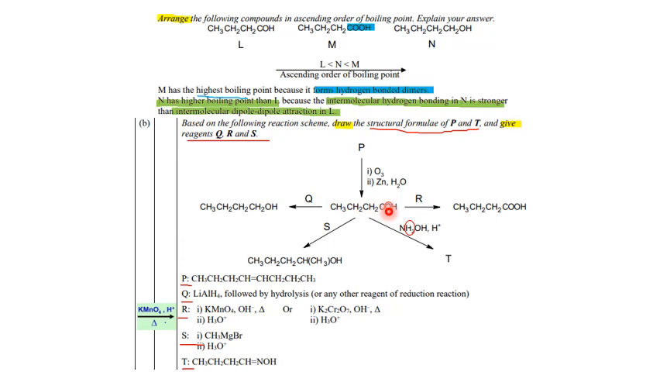Okay, Q. From aldehyde to alcohol means undergoing reduction. So this is the answer. I encourage you to write down 1. LiAlH4, 2. H3O+.